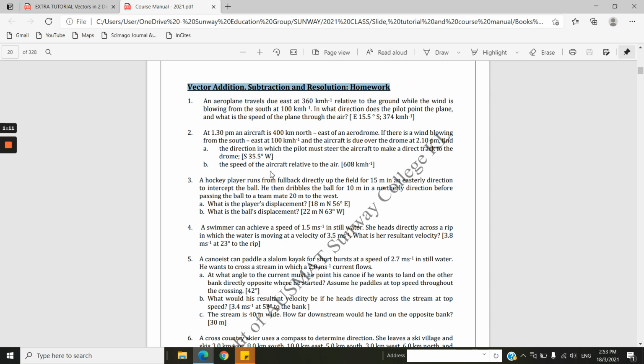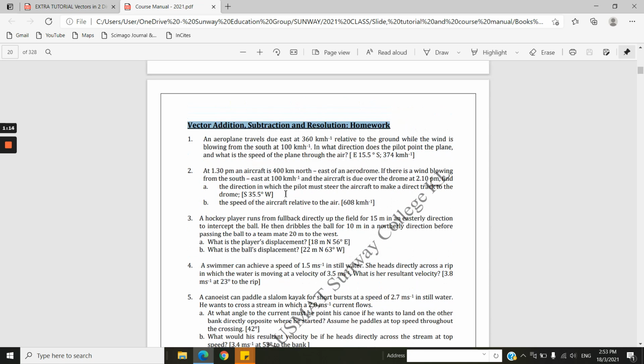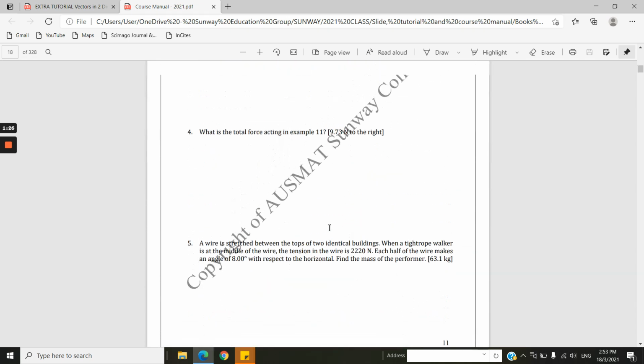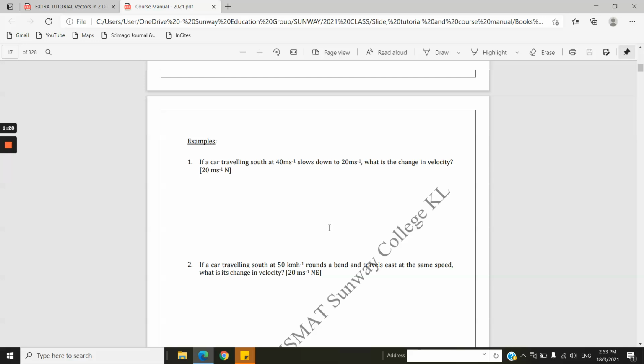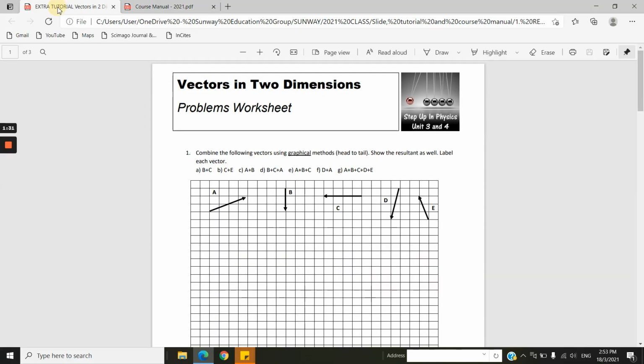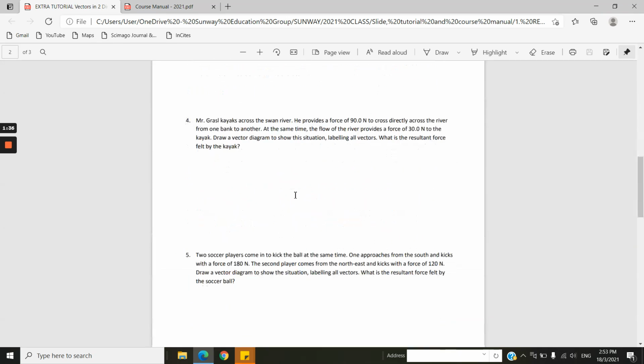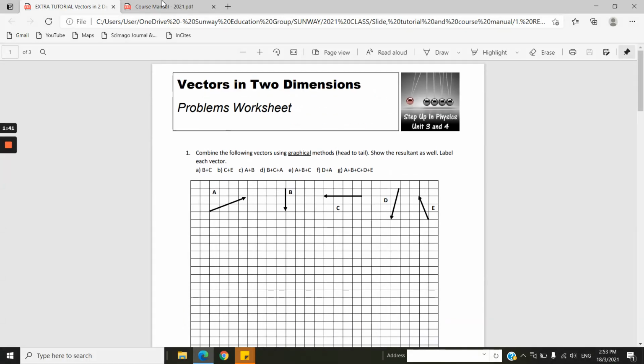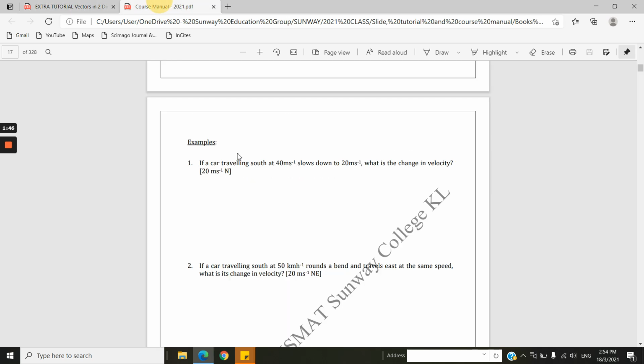You will also have the homework. You can do this homework too, but I have no time to check it for you. You have the answers here, so you can try it as an exercise. Today I'm going to explain these example questions and also extra tutorial questions. This problem book sheet is from Australia, so it's usually much more complicated, and we will try to cover this and this together.